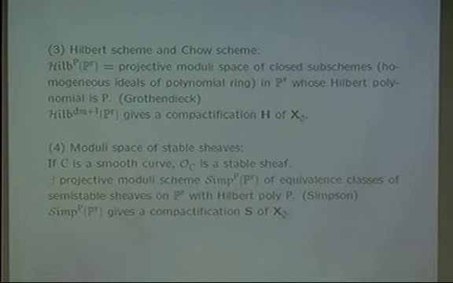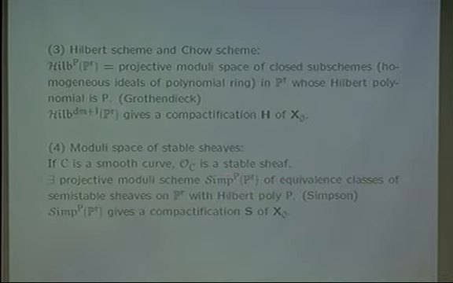This construction was given by Grothendieck, not Hilbert anyway. So the Hilbert polynomial gives us a compactification. Also, likewise, there is a similar construction by Chow, the Chow scheme, and that gives us a compactification. And then there is also a compactification by the moduli space of stable sheaves.